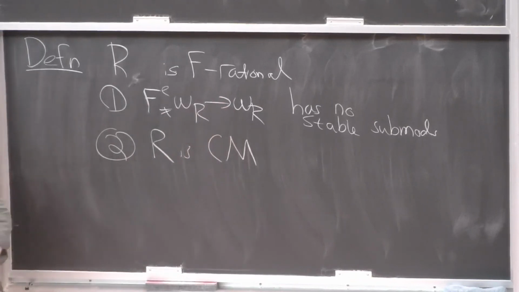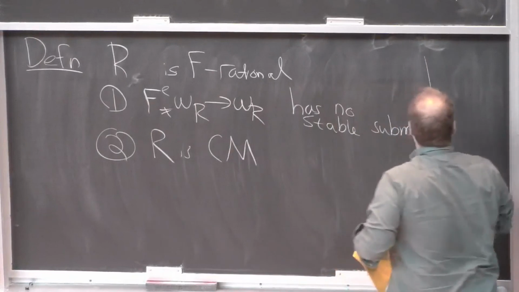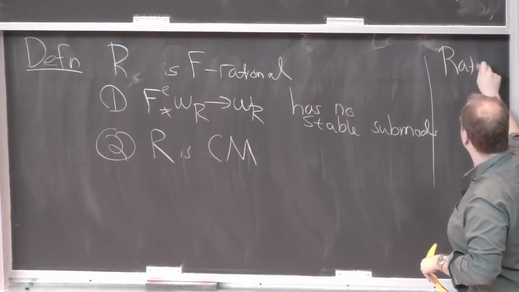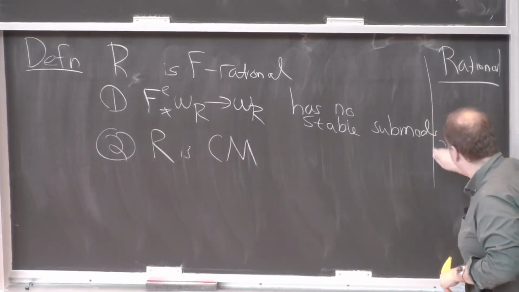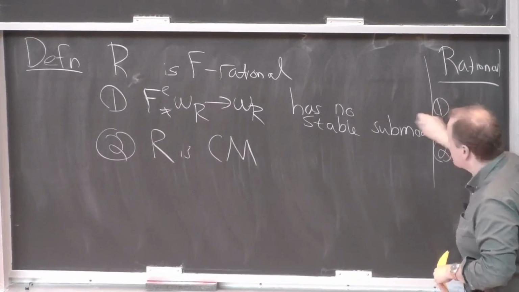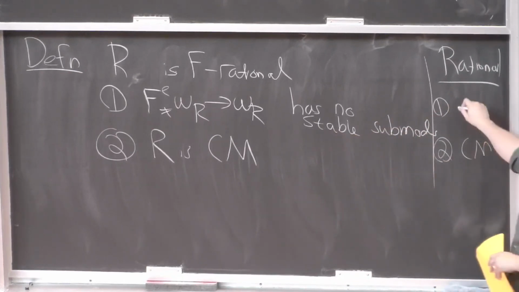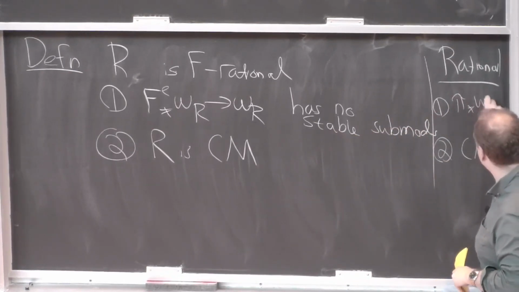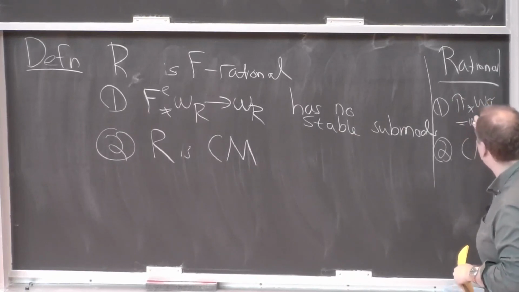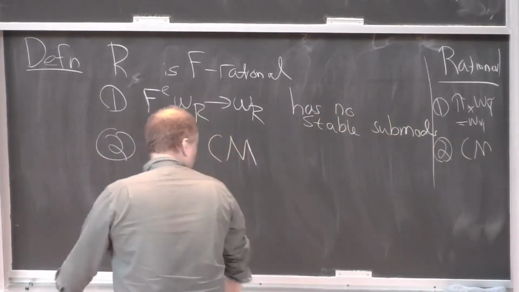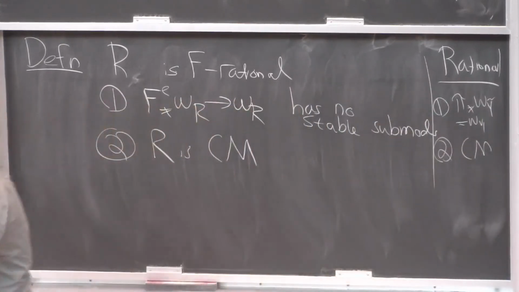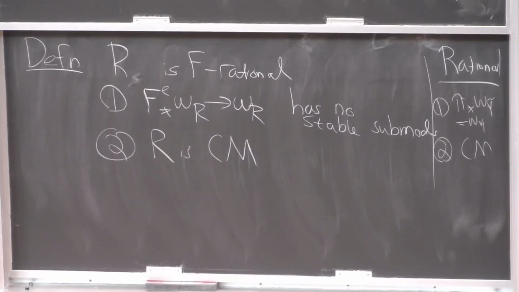Okay, remember our rational definition. Rational was kind of similar to that. We also had Cohen-Macaulay, and we replaced having no stable submodules with the push forward of omega y tilde, a resolution, being omega y. That was our definition of rational from yesterday. So at some level, they look pretty close. And it actually turns out it's really not very difficult at all to prove that they're the same, or at least to prove that F rational implies rational.